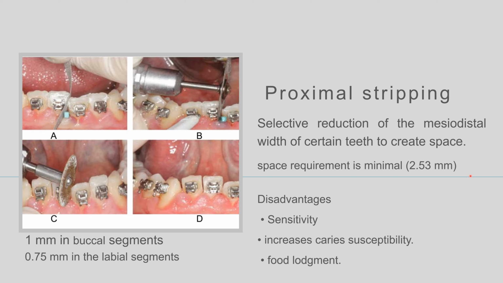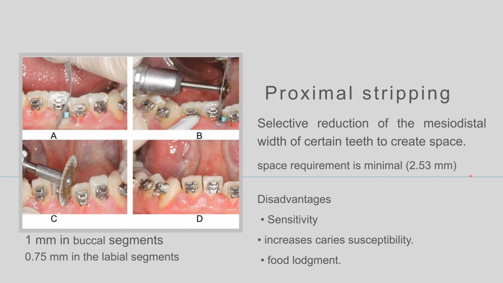There are advantages of the proximal stripping. One advantage of the proximal stripping is to avoid extraction in the case, and second, when there is a tooth material excess or large size of the mesiodistal width of the teeth, it can be reduced to produce broad contact to give additional stability to the result.